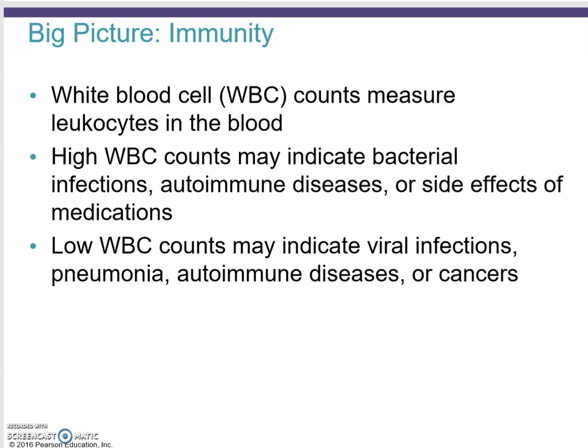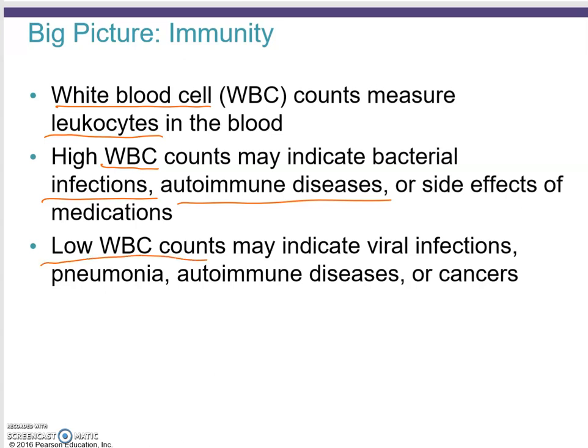The white blood cells, that is the leukocytes, leukos means white in Greek. So these are the white blood cells in your blood. If you have high white blood cell count, it's usually a sign that you're going through some sort of infection. You may also have autoimmune disease. That could be sometimes as a side effect of a medication. You might also have high white blood cell count.